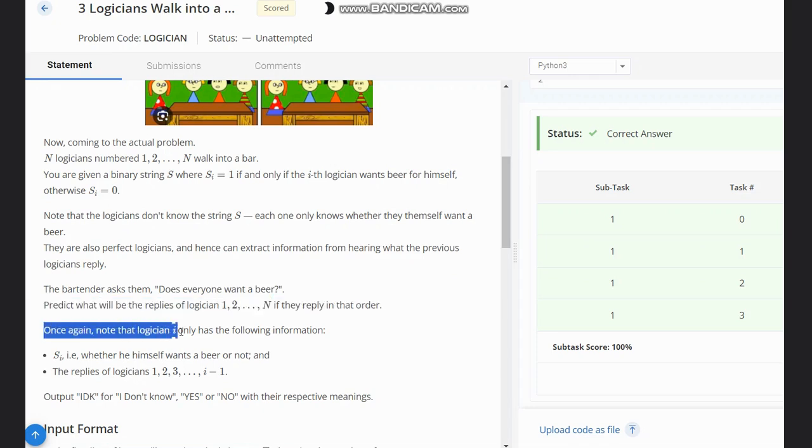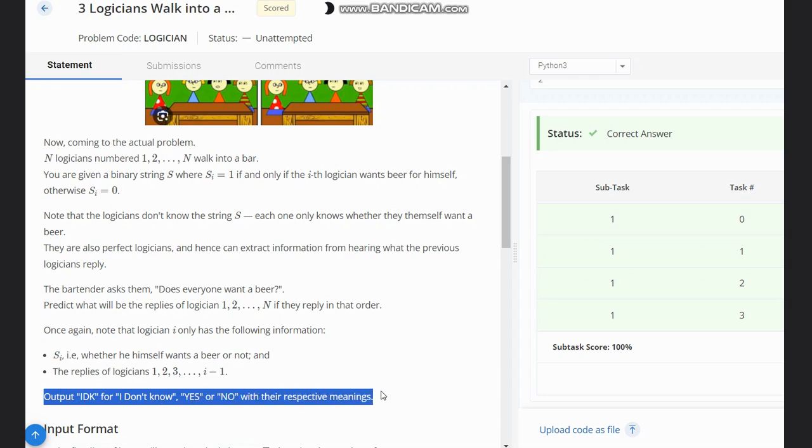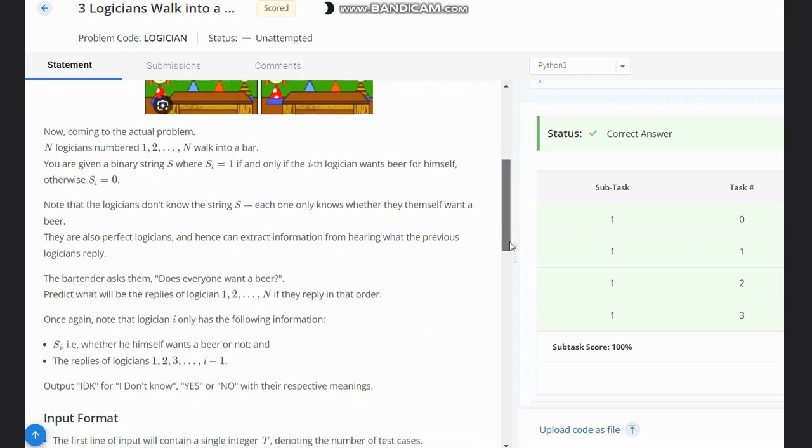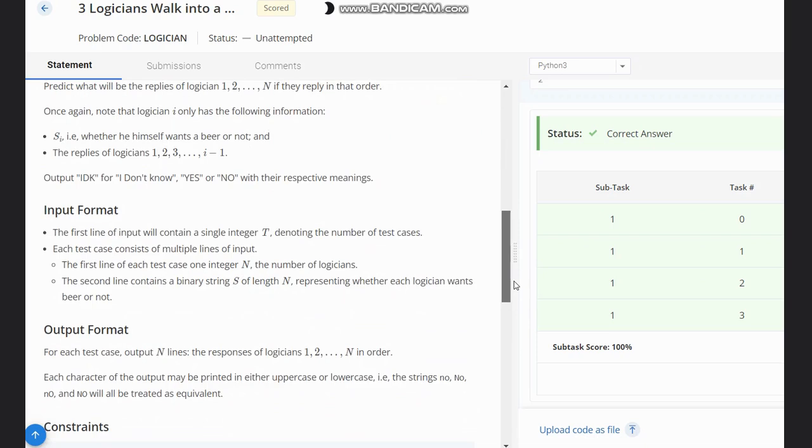Once again, note that logician i only has the following information: S_i, that is whether he himself wants a beer or not, and the replies of logicians 1, 2, 3 up to i minus 1. Output I don't know, yes or no with their respective meaning. So we need to output IDK for I don't know.